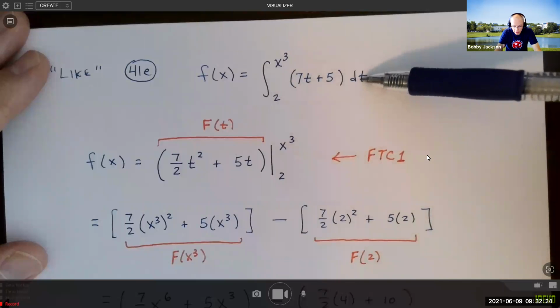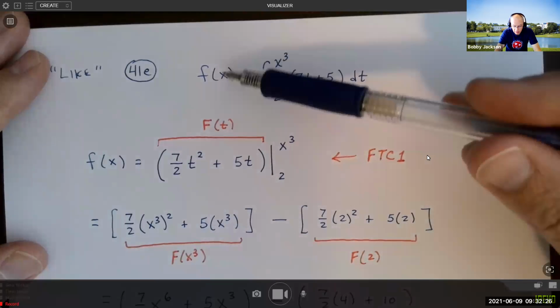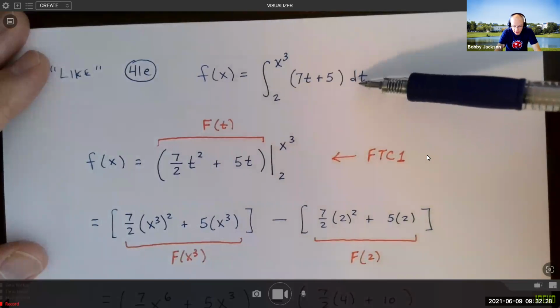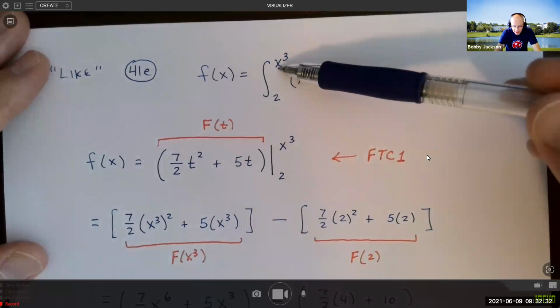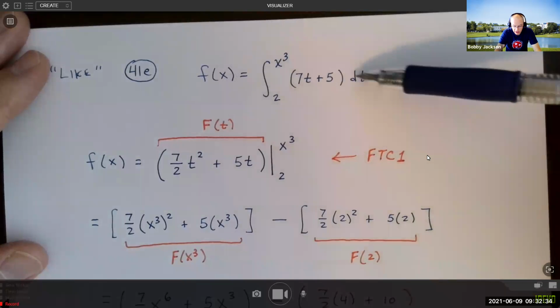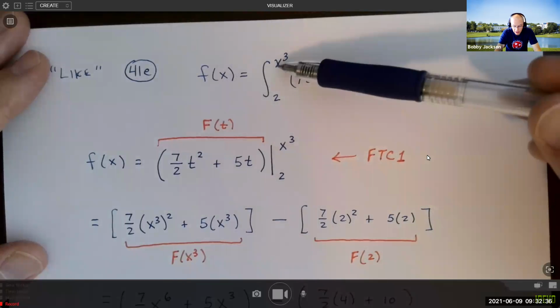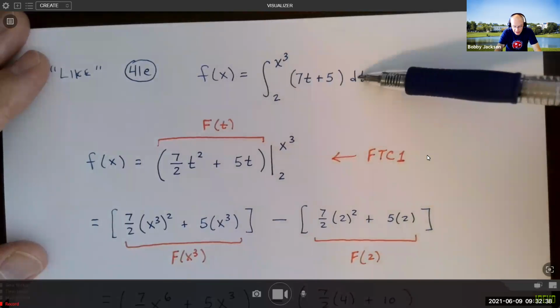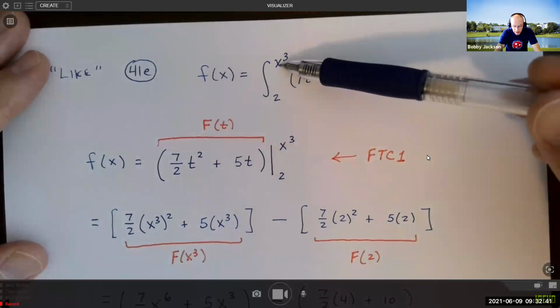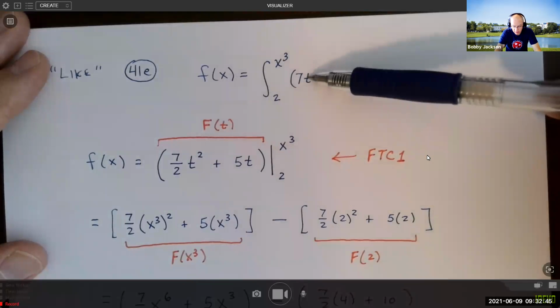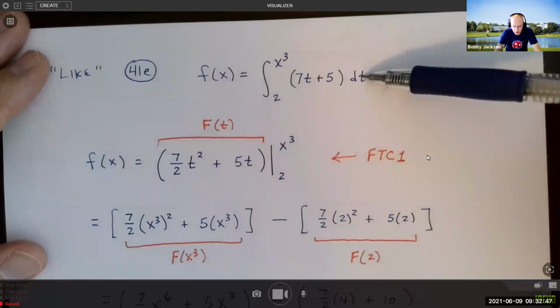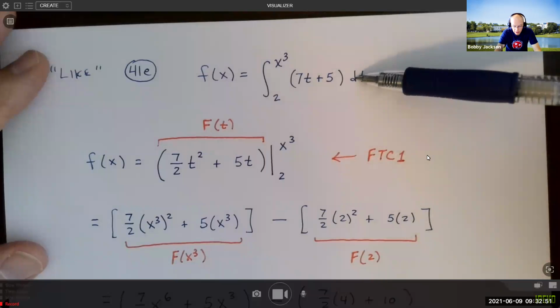And that's real important, that if you're doing a function defined this way, this variable of integration, in this case the t, cannot be the same as x. In other words, I couldn't do 7x plus 5 dx. That would not make any sense, having your variable of integration being x as well as having that variable in one of our limits of integration. So you have to have a different variable for the integration process. Okay, so that's the way it's defined.